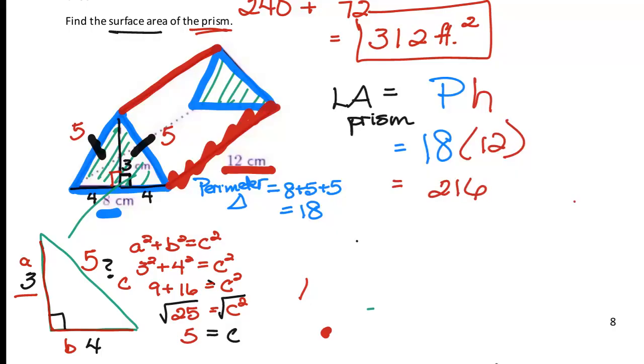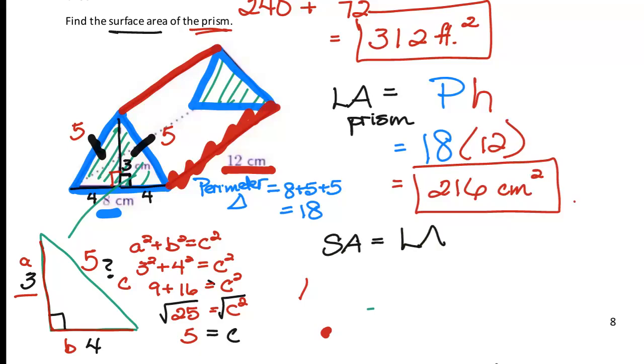216. Measurement is in centimeters, and that is area, so it is squared. That is just the lateral area. So that is just the sides right here. We now need to find surface area, which is going to add these two bases. So this is the last little bit here. Surface area is lateral area plus your two bases.